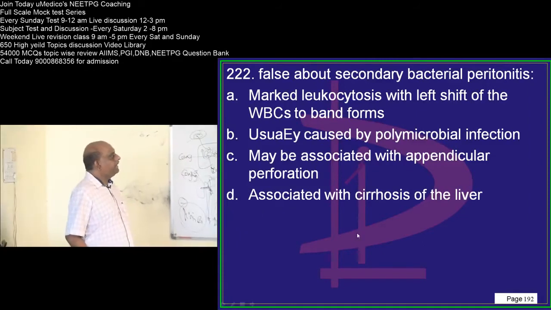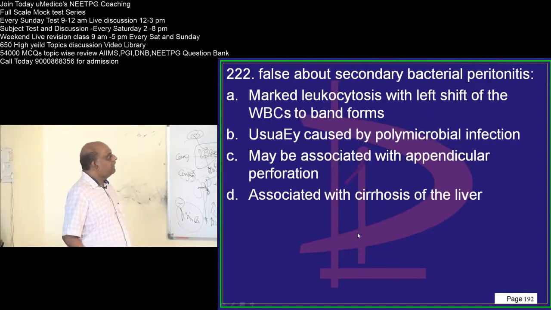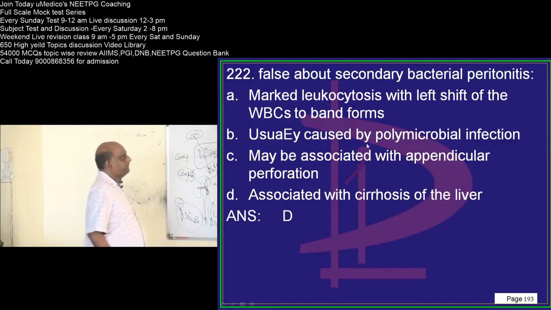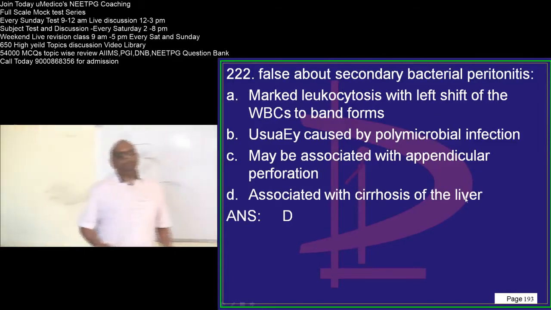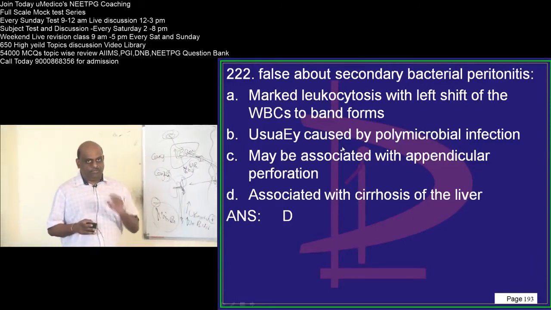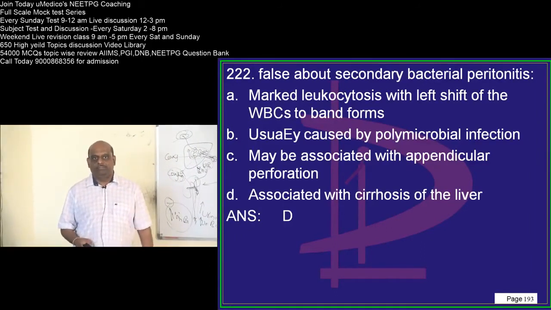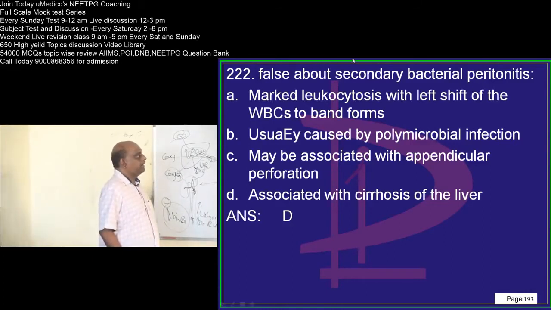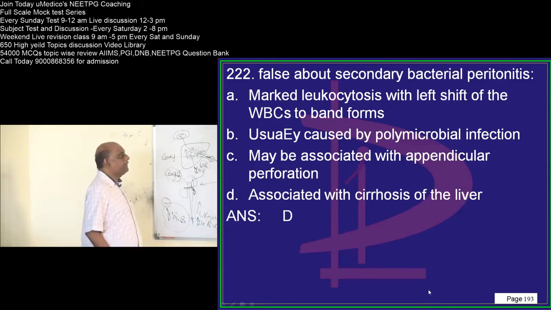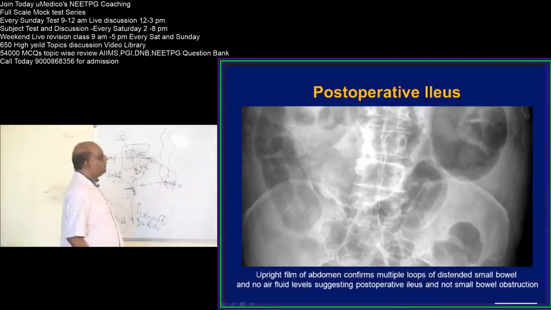So then, about secondary bacterial peritonitis, appendicular perforation can cause it. It will be polymicrobial, not one single organism will grow, with a marked leukocytosis. Only the complete blood picture lets you decide that it is a secondary bacterial peritonitis, is what you have to remember.